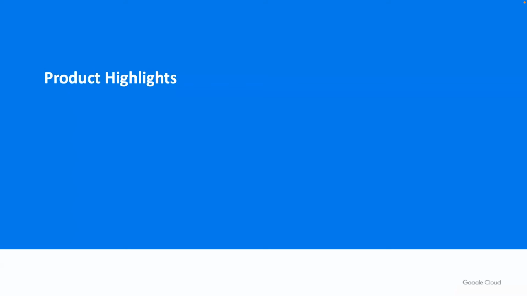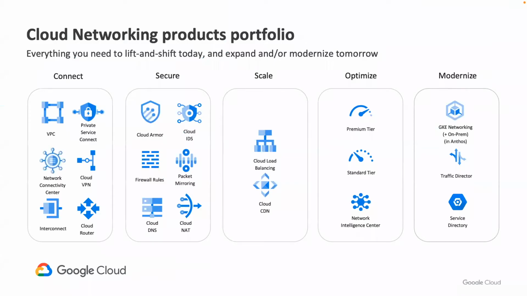Now let me walk you through some specifics of the unique differentiators of Google Cloud's networking portfolio. As you can see here, this gives you a sense of various services available to perform different activities, starting right from the left where you have essential bare bones connectivity services, something as fundamental as a VPC, but also more advanced concepts like Private Service Connect and Network Connectivity Center, and some of these I'll touch upon through the rest of my presentation.